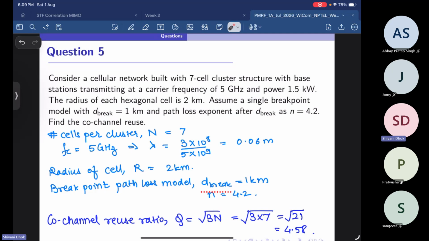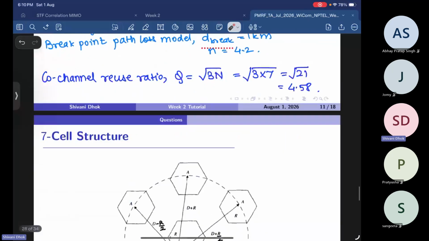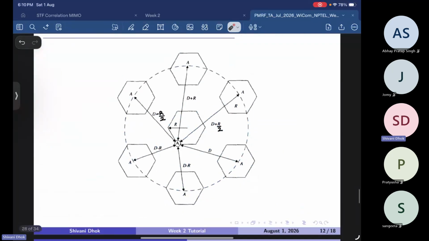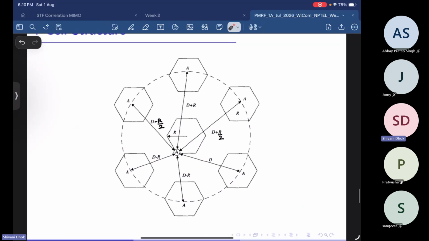So what we are going to do is we have this set of parameters. Now we'll spend some time on some questions which are related to your cellular concept. We'll make use of these parameters and solve 2-3 questions which are essentially related to your cellular concept. For that, let us first look at a 7-cell cluster structure. A 7-cell cluster structure looks something like this.